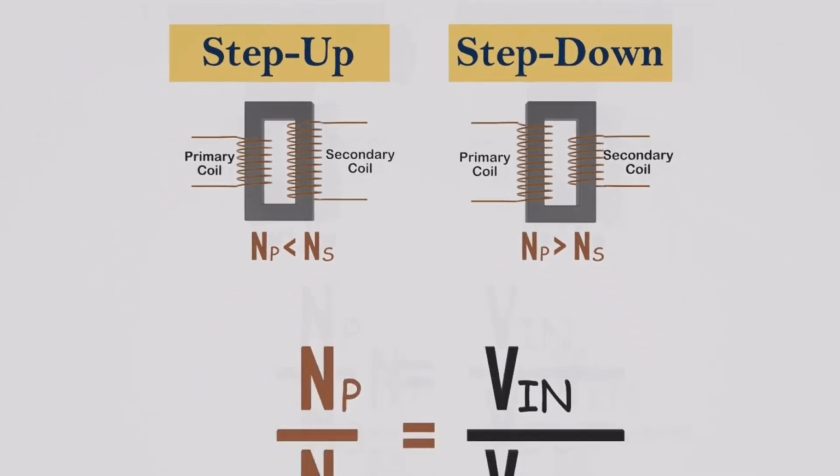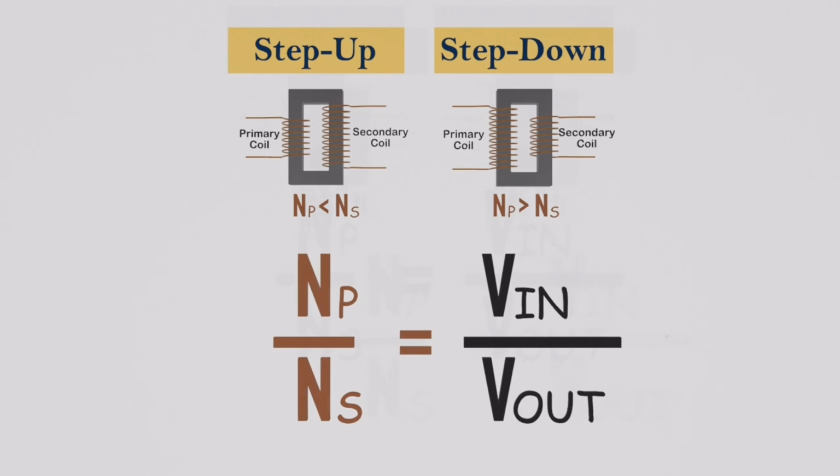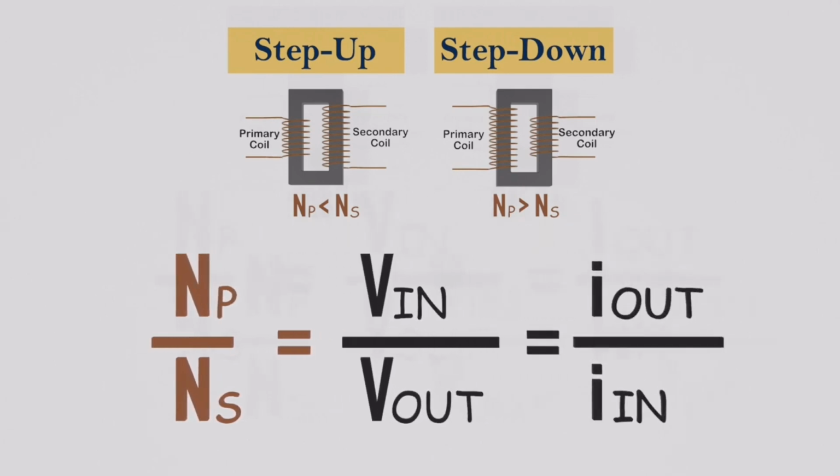More precisely, the ratio of the primary voltage to the secondary voltage is equal to the ratio of the primary turns to the secondary turns. However, it's essential to remember the principle of power conservation in a transformer. Power cannot be created or destroyed. It remains constant. To ensure power equality, if the voltage is increased, the current must decrease, and vice versa.